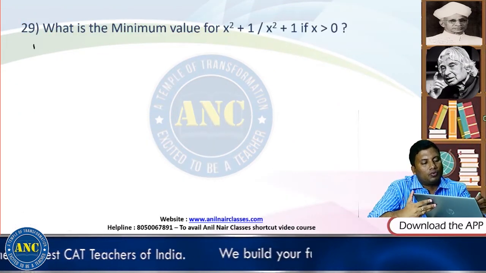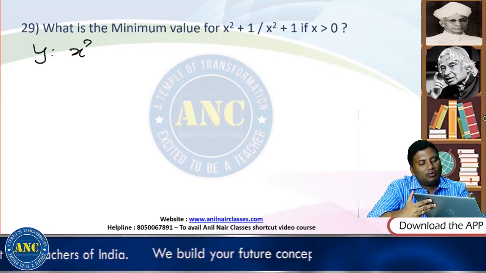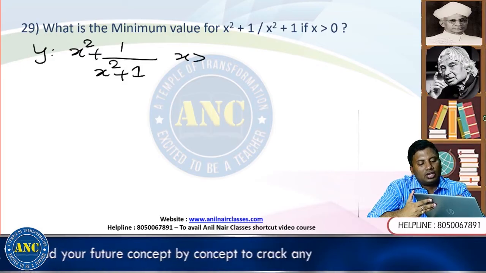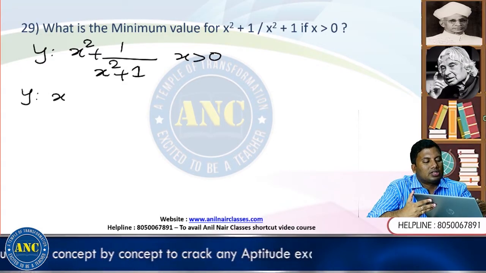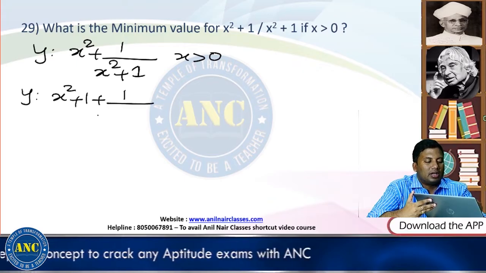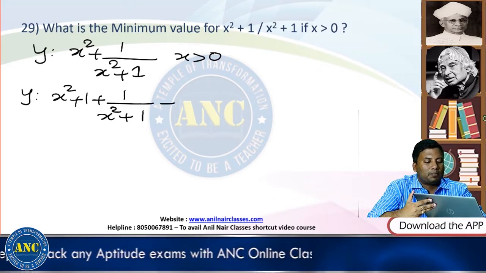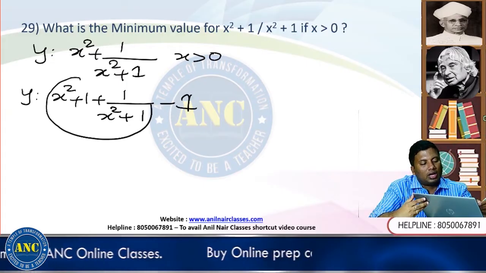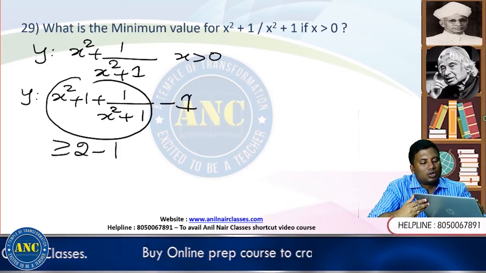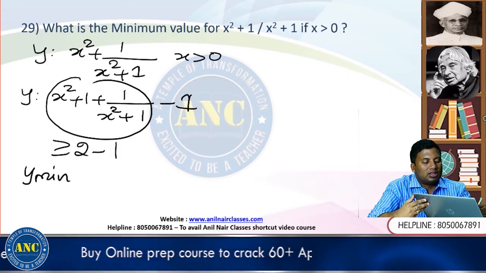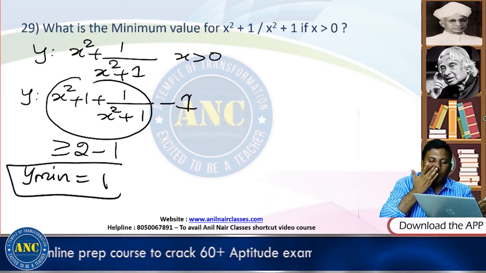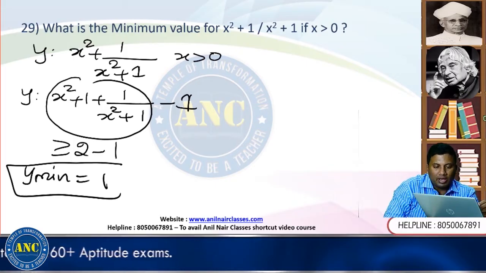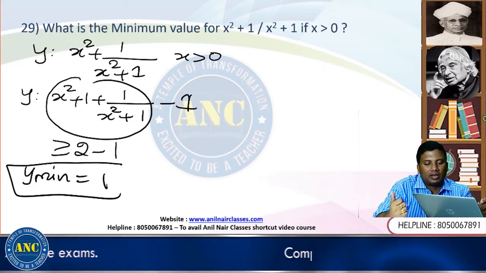Next one. What is the minimum value of the expression x square plus 1 by x square plus 1, where x is greater than 0? Add 1 and subtract 1: x square plus 1 by x square, plus 1, minus 1. Variable and its reciprocal: the minimum value is 2. So 2 minus 1, y minimum is nothing but 1. I hope it is clear. Idea clear, right?